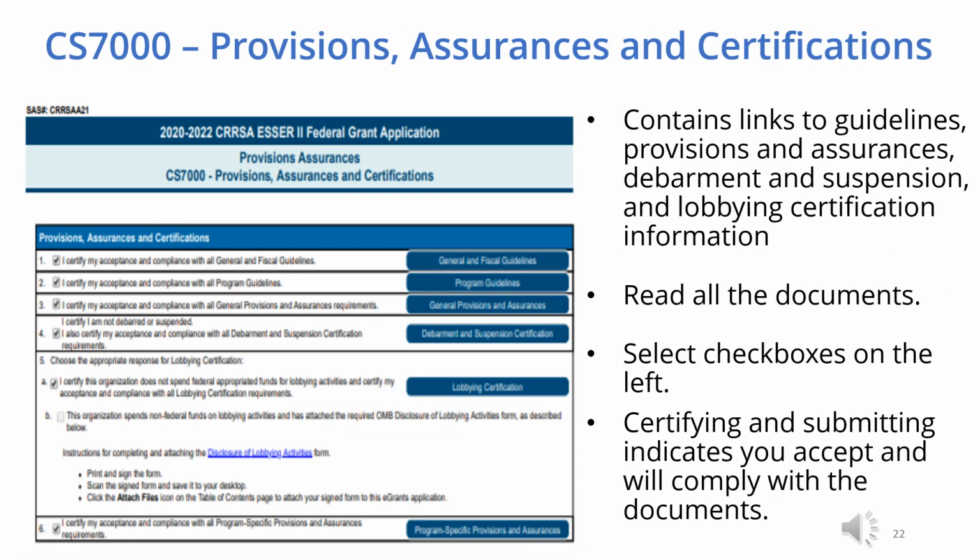CS 7000, Provisions, Assurances, and Certifications. This schedule contains links to guidelines, provisions and assurances, debarment and suspension, and lobbying information. Click on the blue buttons on the right side of each line and you will be taken to the documents. Read each of the documents. Select the check boxes on the left. Certifying and submitting indicates you accept and intend to comply with all of the documents.